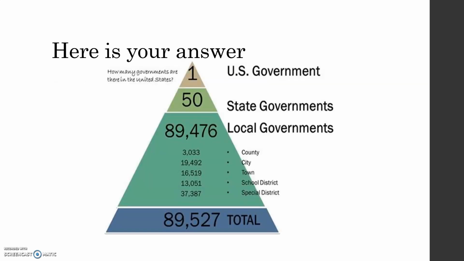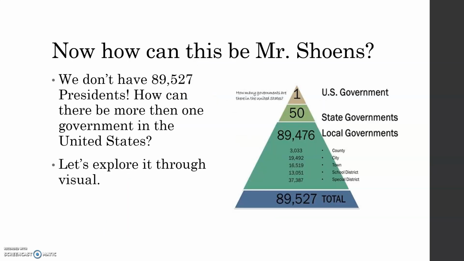Well, here's your simple answer. We have one U.S. government, we have 50 state governments, and we have 89,476 local governments, bringing the total to 89,527 total governments in the United States. Not as simple, right? Now, how can this be, Mr. Shoens? We don't have 89,527 presidents. How can there be more than one government in the United States? Well, let's explore this through a visual.